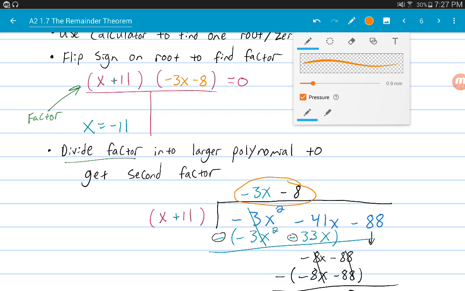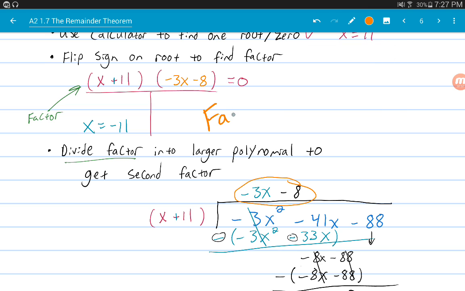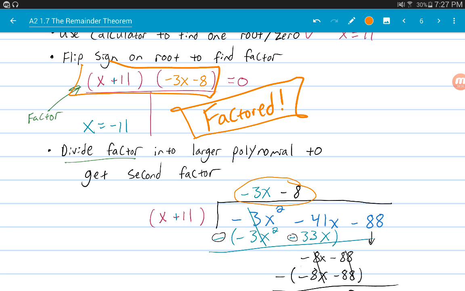And that's it, you're done. For this section at least. This is the factored form right here. Box that. Done and done.